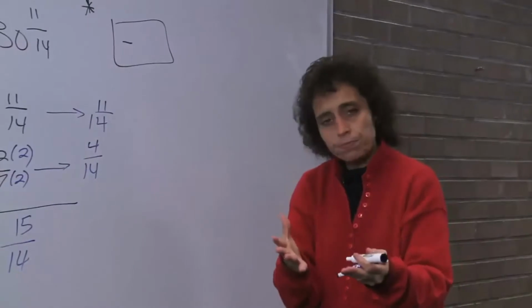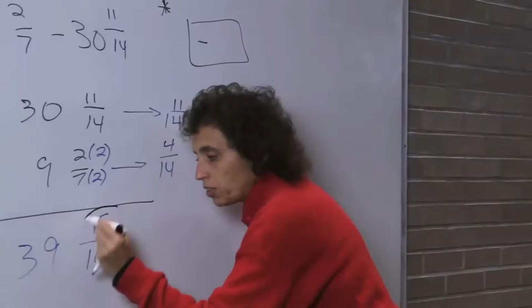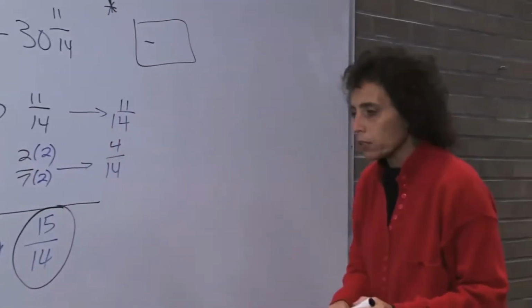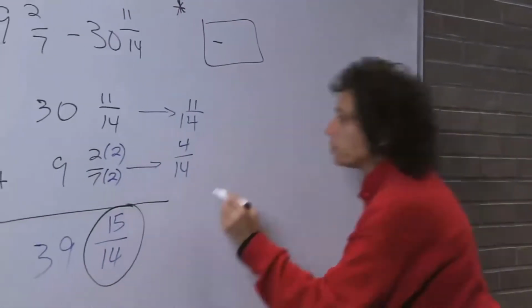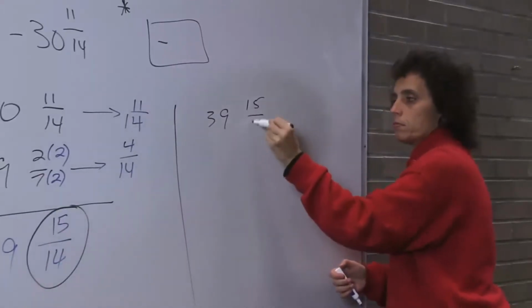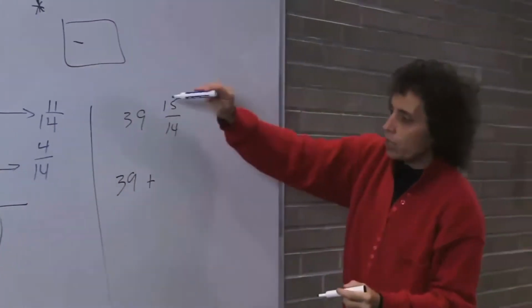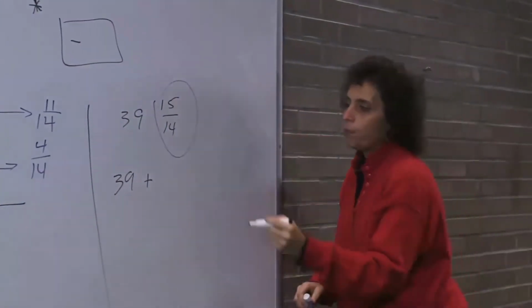Are you done? Think about it. Can't be done. Why are we not done? Because this is improper. All right, here we go. I'm going to write this over here so I'm not getting too low on the board. This is 39 plus. Let's convert this to a mixed number.